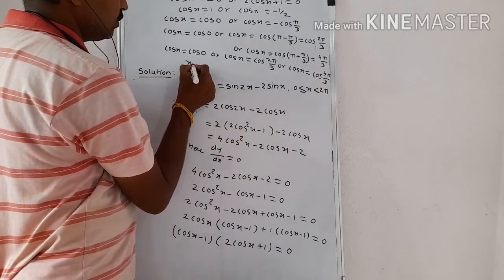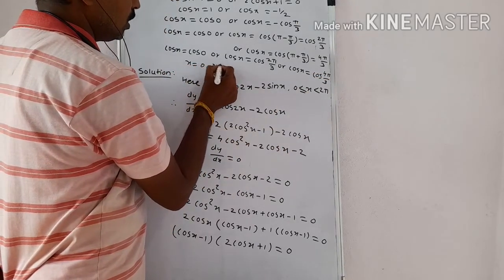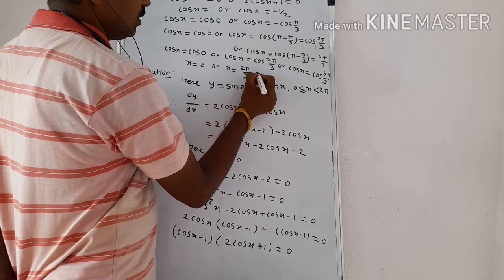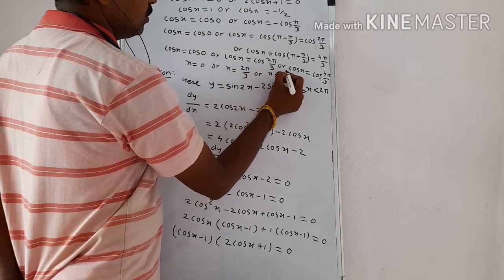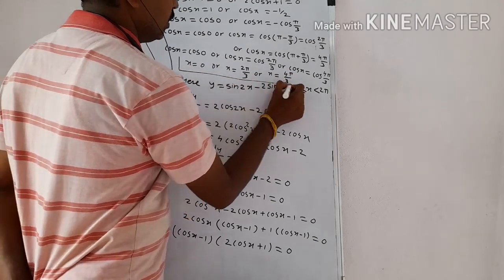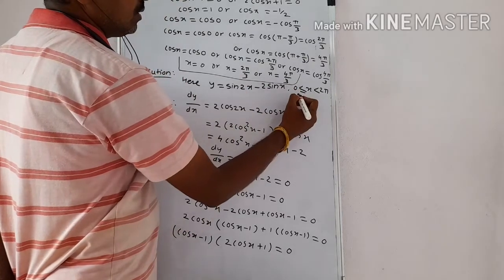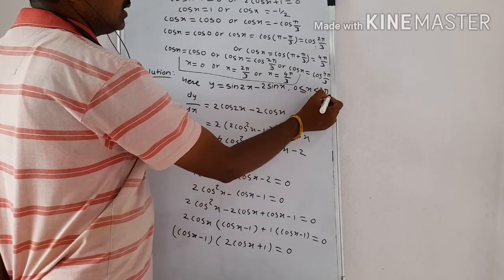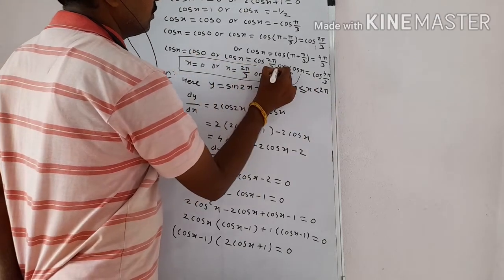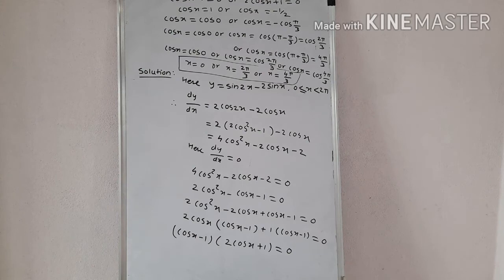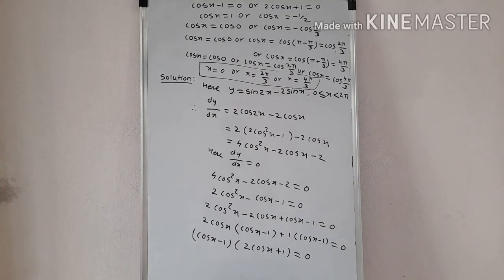Therefore we get x equal to 0, or x equal to 2 pi by 3, or x equal to 4 pi by 3. These are our values of x in all four quadrants, 0 less than equal to x less than twice pi. This is final answer. This is the complete solution.